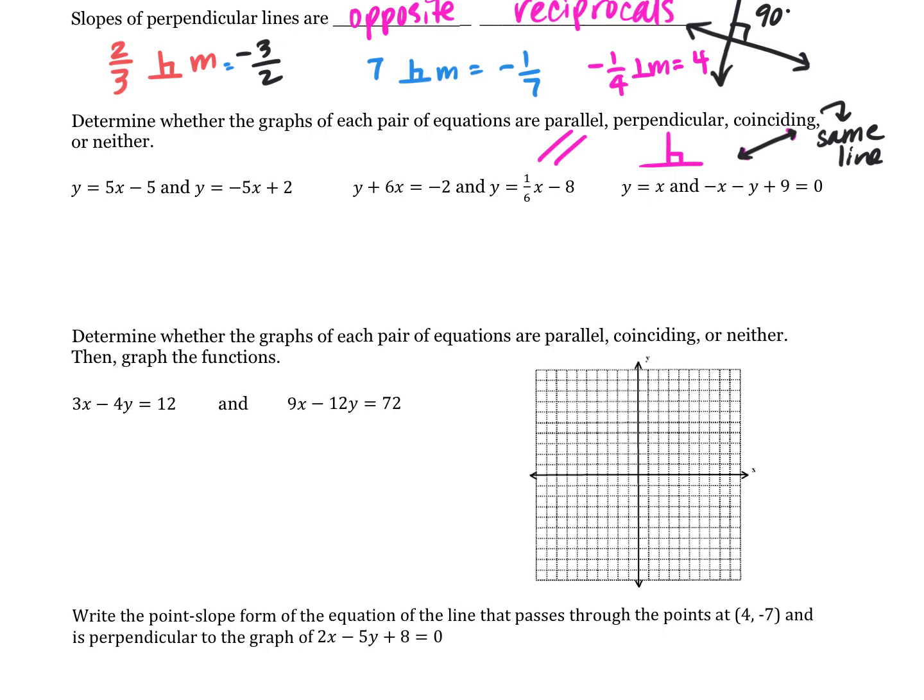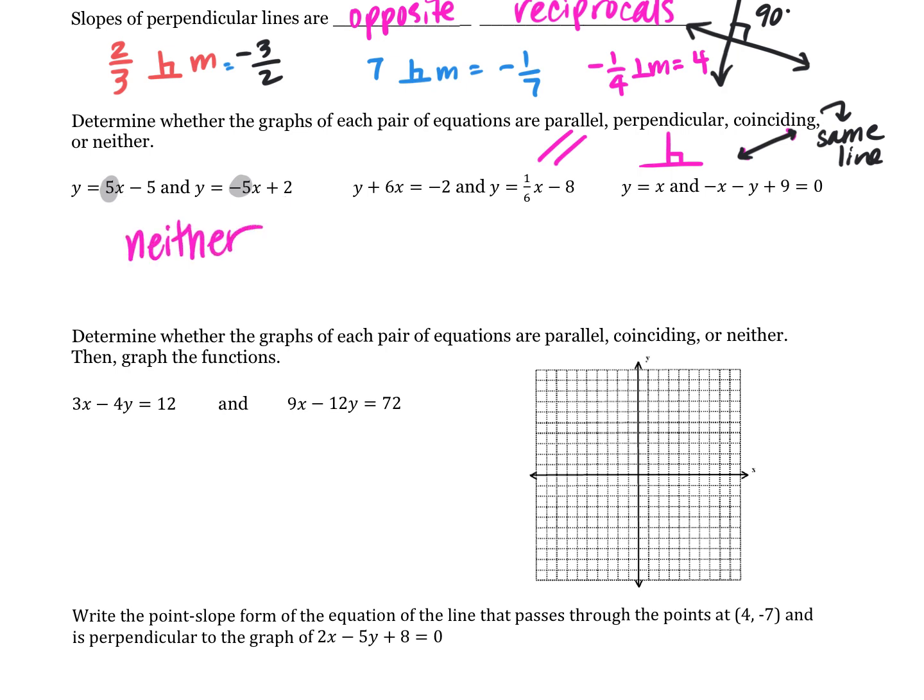Oh boy. How would I determine if something is parallel, perpendicular, coinciding, or neither? You guys, we got to be looking at those slopes. Wouldn't you agree? What's the slope of this one? 5. What's the slope of this one? -5. Would you say they're parallel? No, because the slopes are not the same. Perpendicular slopes have to be opposite reciprocals. The same line? Are they the exact same equation? No. So we're going to say neither.